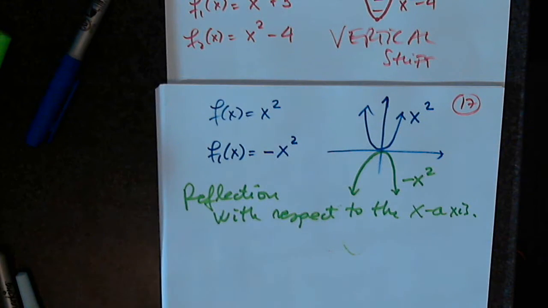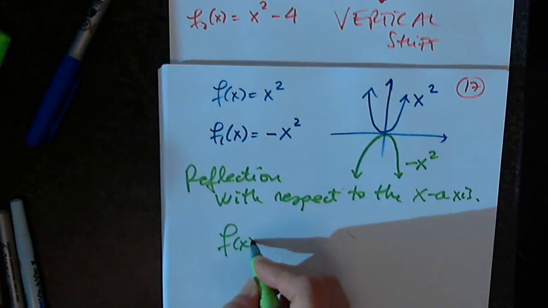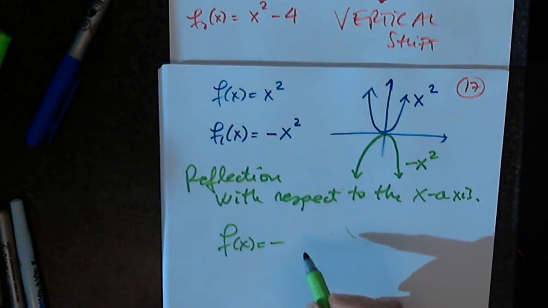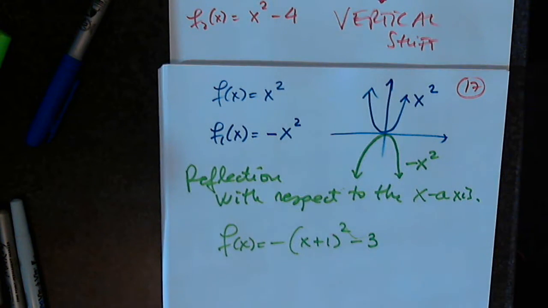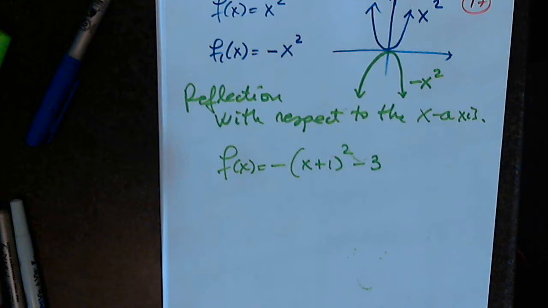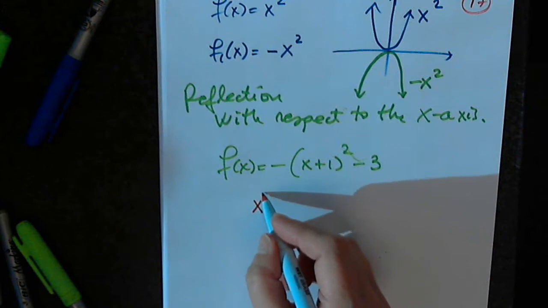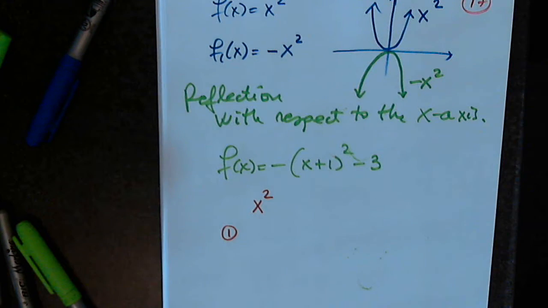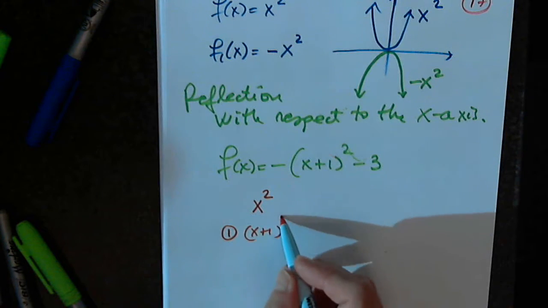So now, I would like to give the following example. F of x equals negative x plus 1 squared minus 3. Can anyone give us the transformations? These are all called transformations on x squared. The first step has to be in the order of operations. So it's going to be a maximum. So first of all, the first transformation will be x plus 1 squared.